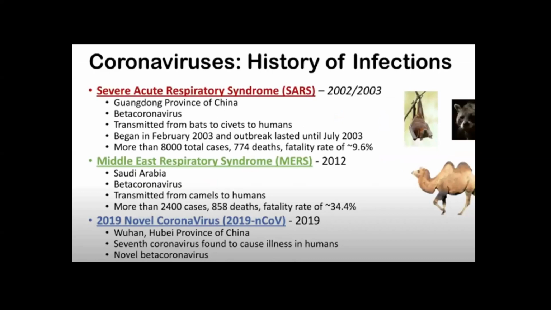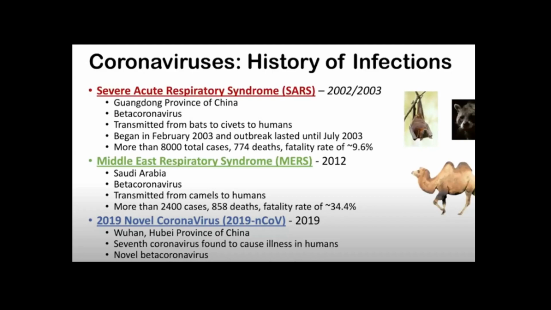The severe acute respiratory syndrome virus, or SARS, appeared in Guangdong province of China. It belongs to the genus beta coronavirus. It was transmitted again from bats to civets to humans. It started in 2003 with an outbreak lasting until July 2003. There were more than 8,000 total cases, 774 deaths, and a fatality rate of approximately 9.6%, fairly high.